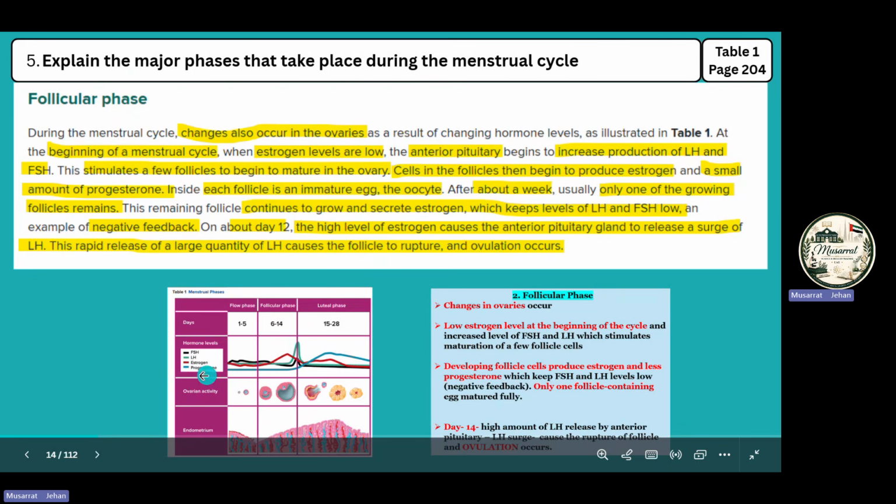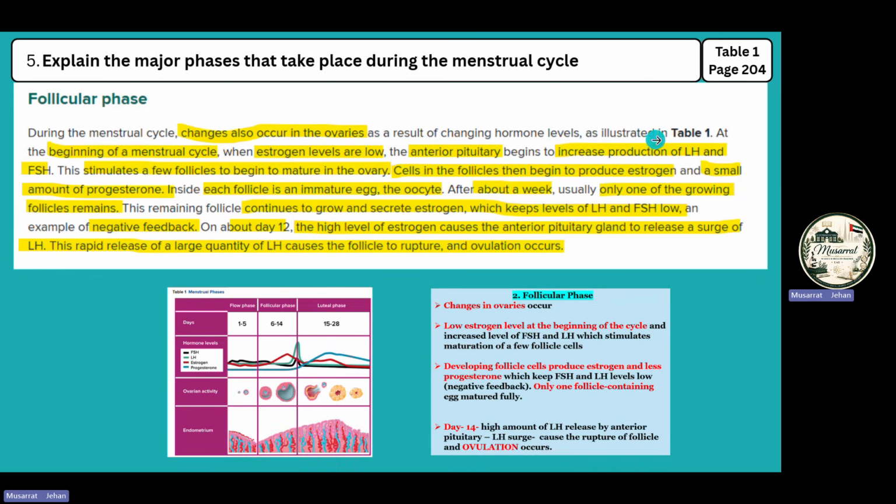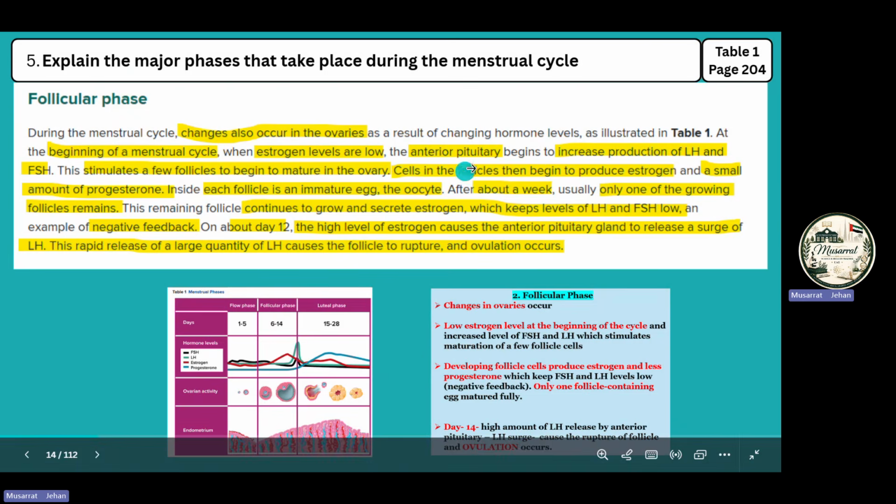So here you can see estrogen is the red one, so it starts producing estrogen because of the FSH and LH. A small amount of progesterone is also produced. Inside each follicle is an immature egg. The oocyte is formed. So what is happening?